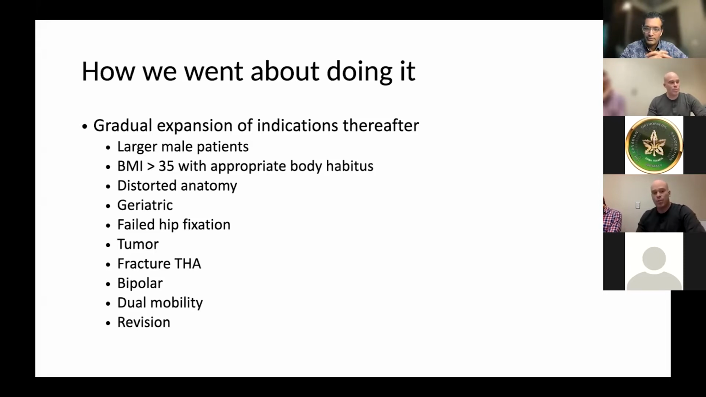So as we became more and more comfortable with it, we started expanding our indications, as you'd expect: larger patients, body habitus that is more average, distorted anatomy, elderly patients, failed hip fractures with DHSs and cannulated screws, some basic metastases and fracture care. As we became more comfortable with the approach and the outcomes, and were enthusiastic about what we were seeing, we started broadening who we were using this approach for.